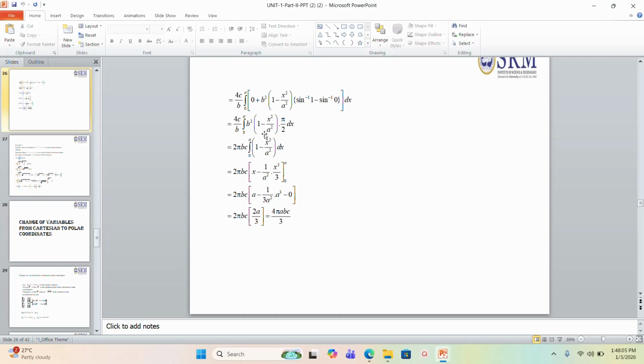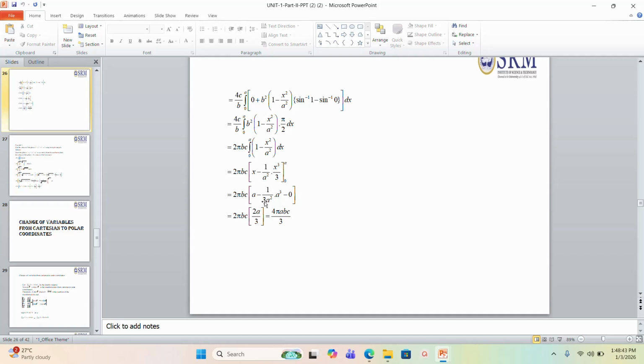So now whatever the constants are, we can take them outside. Now b is cancelled and here pi by 2 is there. So take all the constant values outside: integral of 1 minus x square by a square into dx. Now this we can integrate. 1 into dx is equal to x, minus 1 by a square is the constant, integral of x square dx is equal to x cube by 3. And here the x limits are 0 to a.